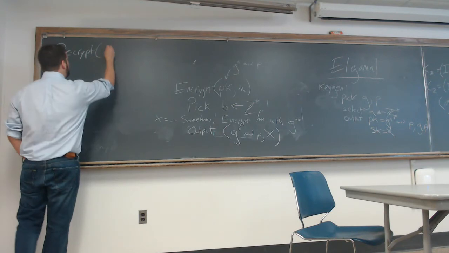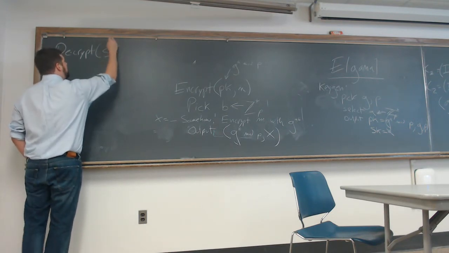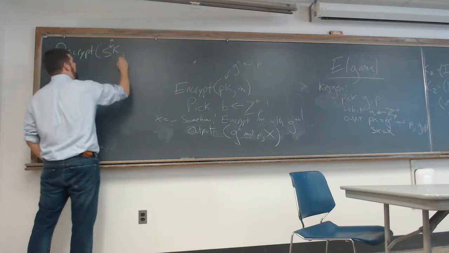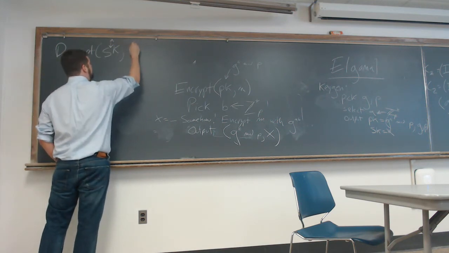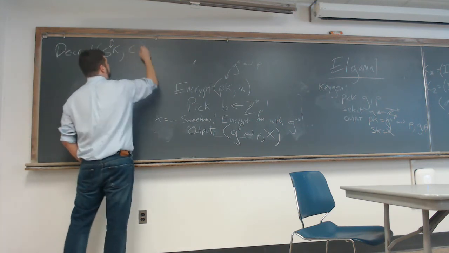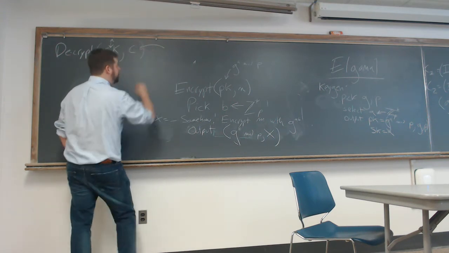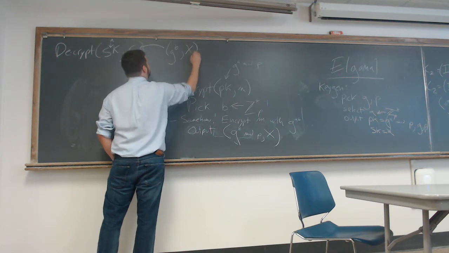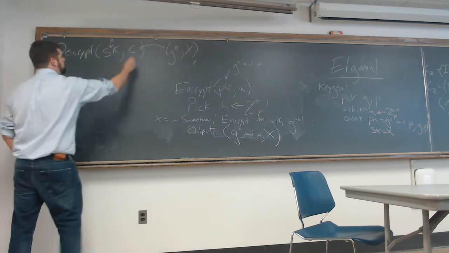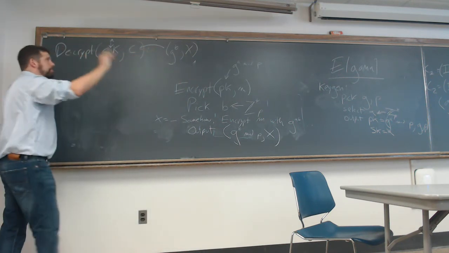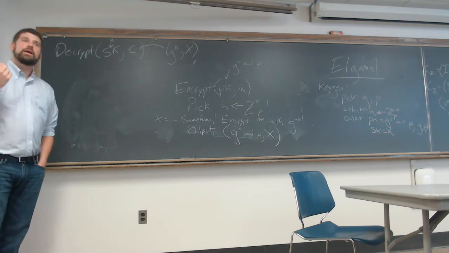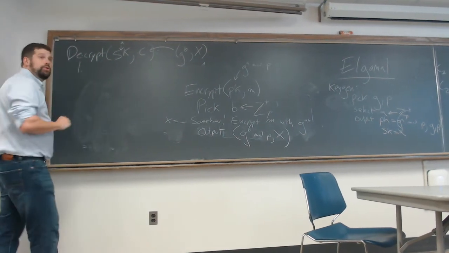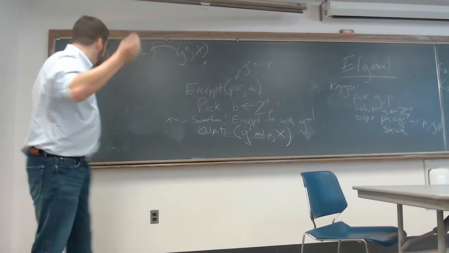So we decrypt. We take in our secret key, which is A in this world, and the ciphertext. What was the ciphertext? The ciphertext was this weird thing where we have G to the B, comma, X. So this is our decryption algorithm. We're going to parse that ciphertext. Now what are we going to do? What's the first thing we're going to compute? G to the A. Good, great.